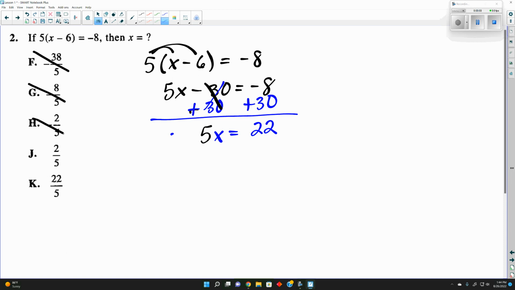But the next thing we are going to do is what? Divide by 5 and get 22 over 5, which is K. And that's it. That's all I have to do for this one. Any other questions on this one?